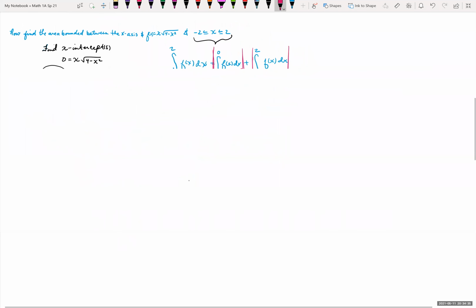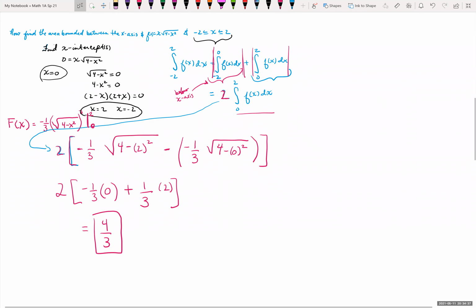So the area bounded between those two curves is 4/3. It's only bounded between, actually, you could think of the x-axis as a curve, but bounded between that curve f of x and the x-axis, adding the areas above and below, we get 4/3.